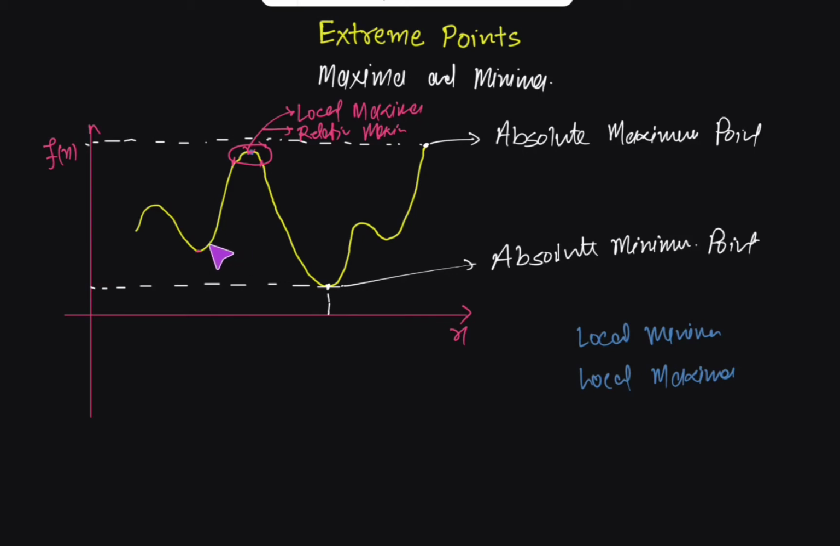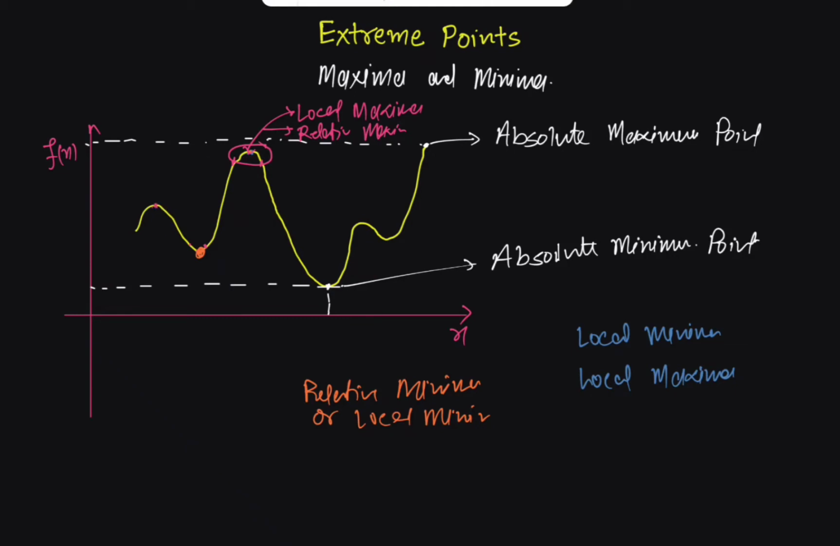So as we move towards the right, up to a few values of x, and similarly as we move towards the left, we can see that this point has a relatively minimum value. So we can name this point as relative minima or local minima. So this point is representing the local minima point. This point is representing the local maxima point.